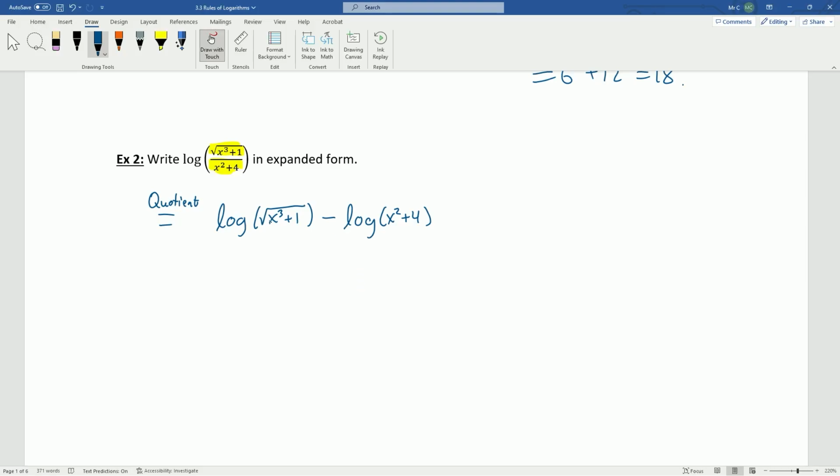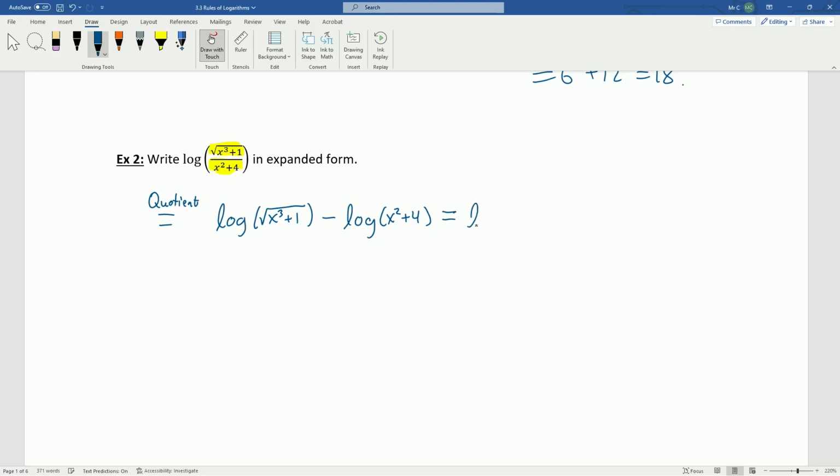Now, I'd like to see if I could expand this further. I only have 3 options, power, product, or quotient, and I don't see any products in here, right? These terms are separated by a sum, not a product, so I can't apply a product rule. Same thing here, these are a sum. What about the power rule? Oh yeah, the square root is really the 1/2 power.